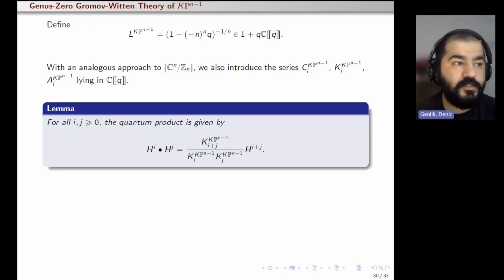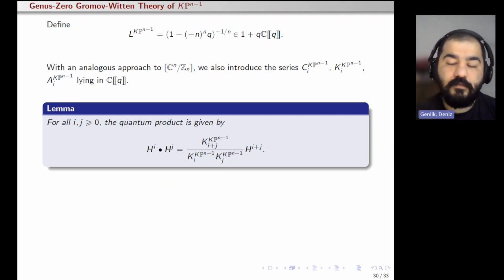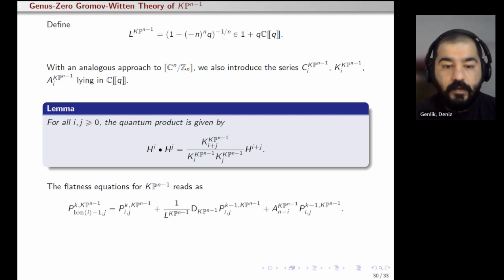And this really looks like the same if you go back and look at the quantum product for phi i's and phi j's. But of course, the series there, they are centered around some variable x. And here, the series are centered around some q. And one has to relate this x and q in some sense to kind of match the two theories. And hence, we can kind of relate this C series and K series.